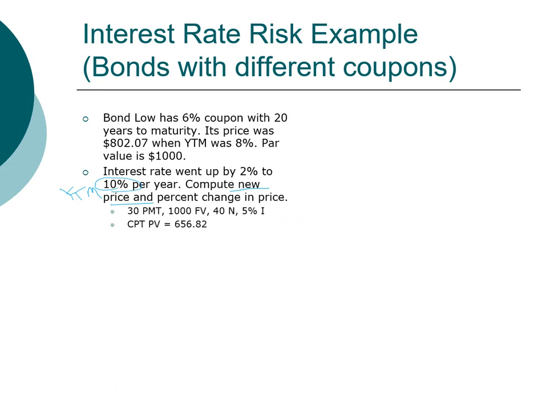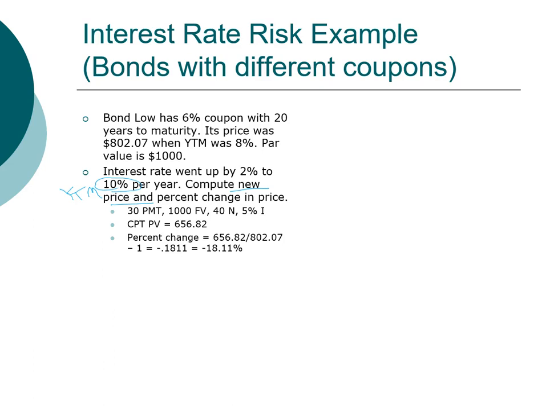Did you get the new price to be $656.82? Good job. So notice that interest rate goes up, bond prices went down, what we expect. And we can also compute a percentage change in price. So the new price divided by the old price minus 1. So we saw that the price change is a negative 18.11%.